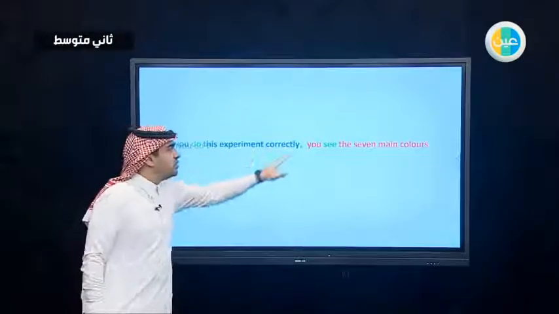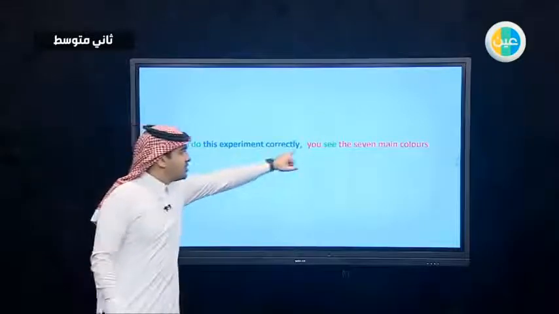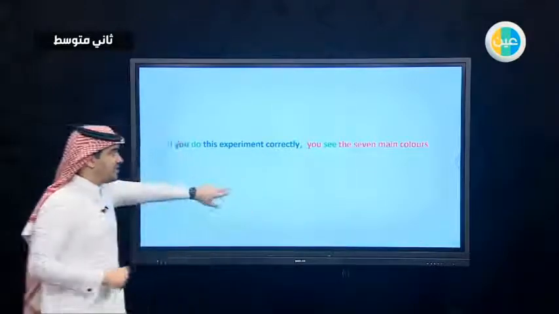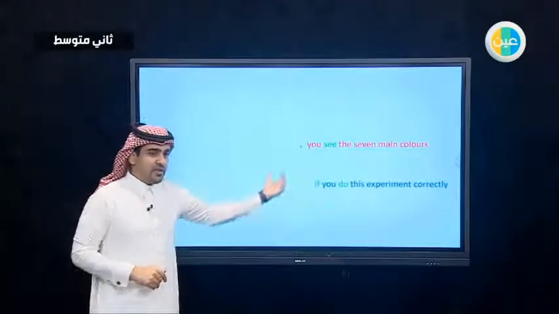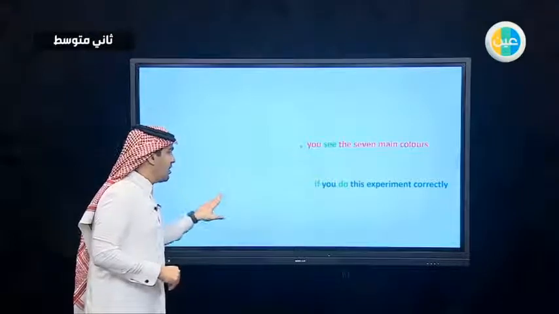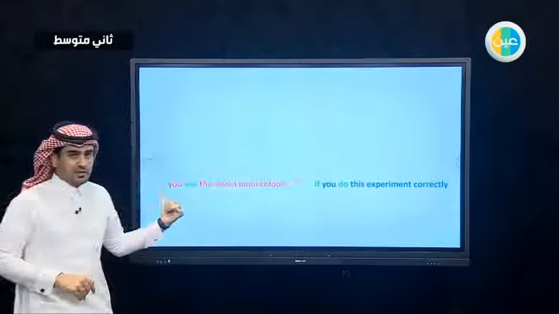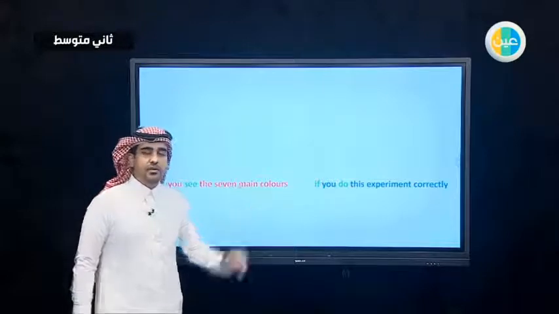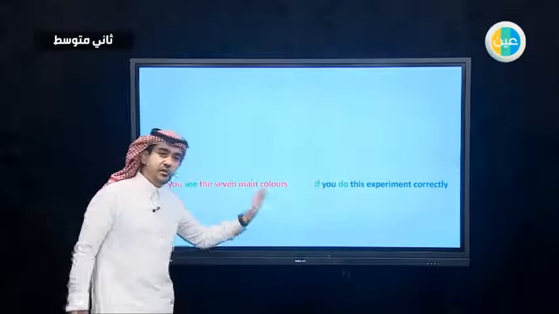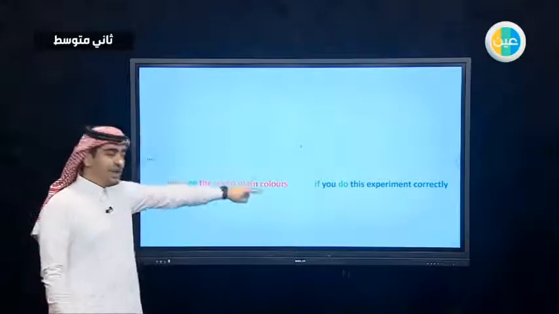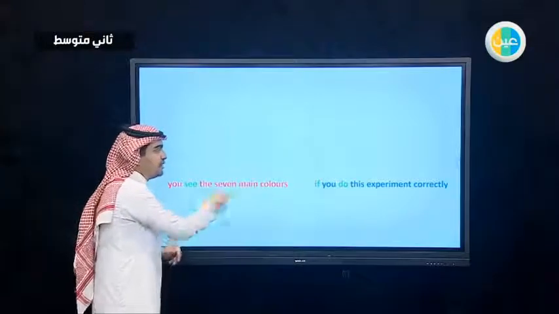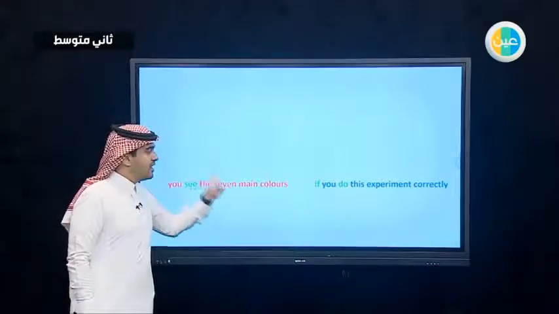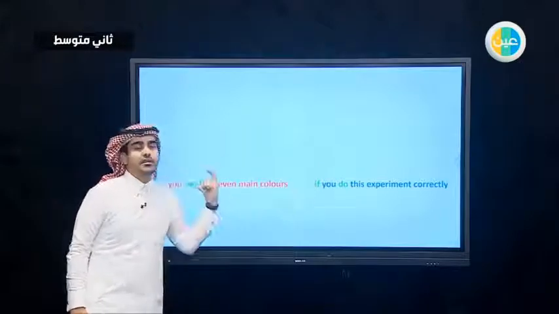If you do this experiment correctly, you see the 7 main colors. Sometimes we can lose the comma and do the sentence in a different way. Move the sentence the other way around, like this. We put the if clause at the end of the sentence, and the main clause is at the beginning: you see the 7 main colors if you do this experiment correctly. سترى السبعة ألوان عندما تقوم بهذه التجربة بشكل صحيح. So this is a perfectly correct sentence. جملة صحيحة 100%. لكن في هذه الحالة إذا صار عندي المين كلوز في بداية الجملة I will lose the comma. أتخلص من الفاصلة لأن لا حاجة لها. إذا الفاصلة دائما تكون موجودة فقط في حالة أن الـ if clause في بداية الجملة.